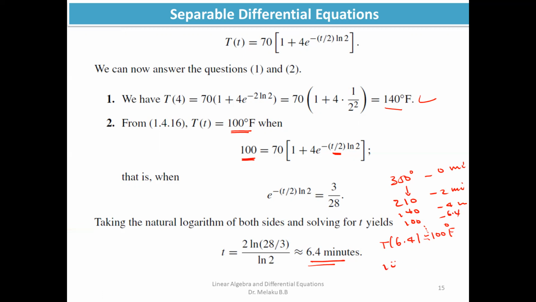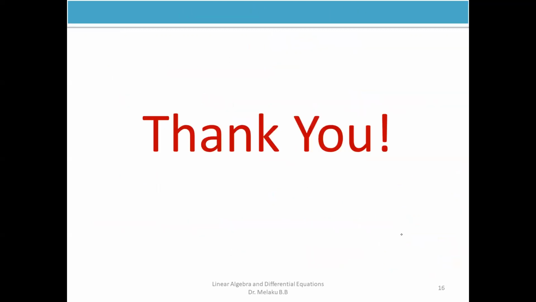Maybe you can also find the limiting value. If you are good at finding the limiting value, what will be the temperature as t goes to infinity? That will be a good point if you can do that.